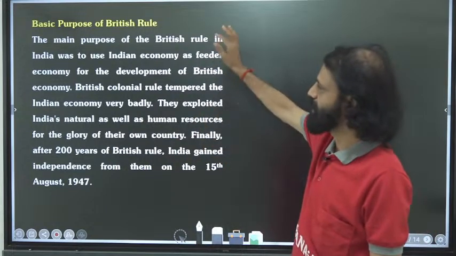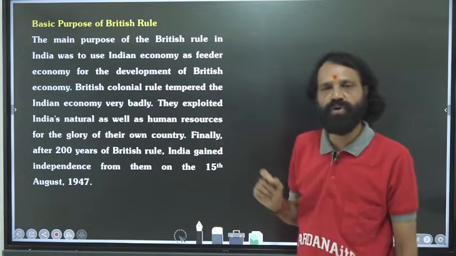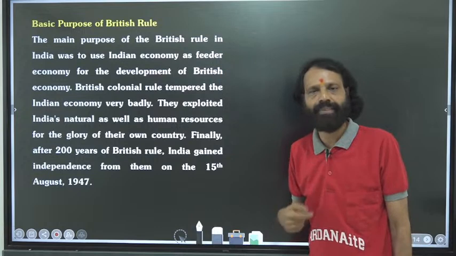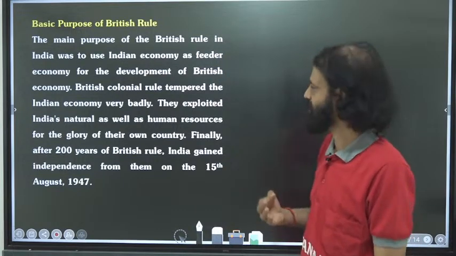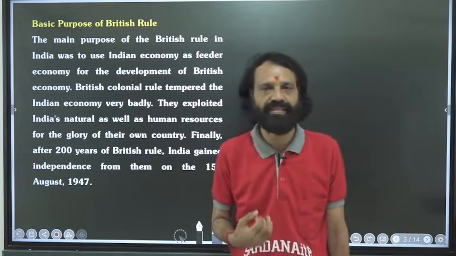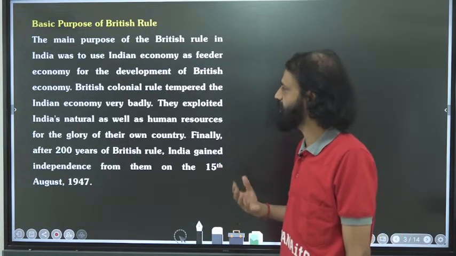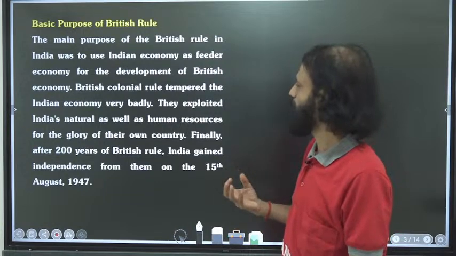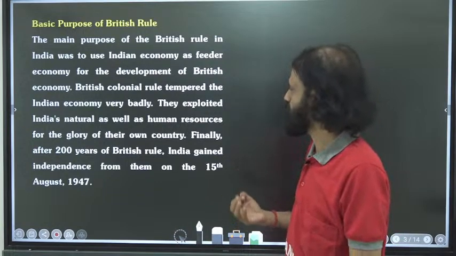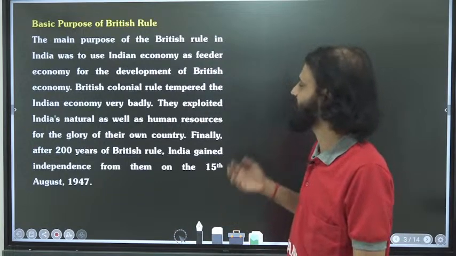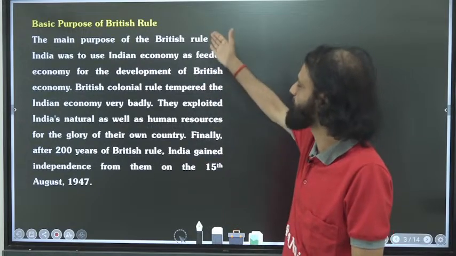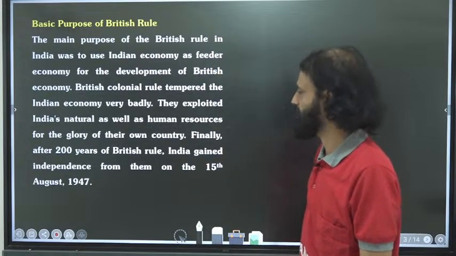So, the basic purpose of British rule was to develop their own country. That was their interest, not the development of our country, India. That was not their ultimate aim. Their ultimate aim was to take away the total wealth from India to their country. Those are the main points you need to remember.